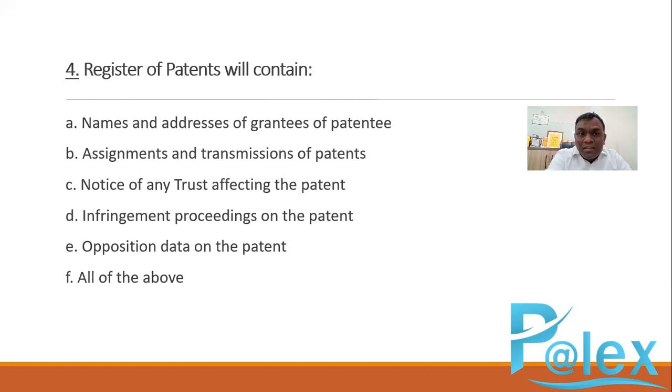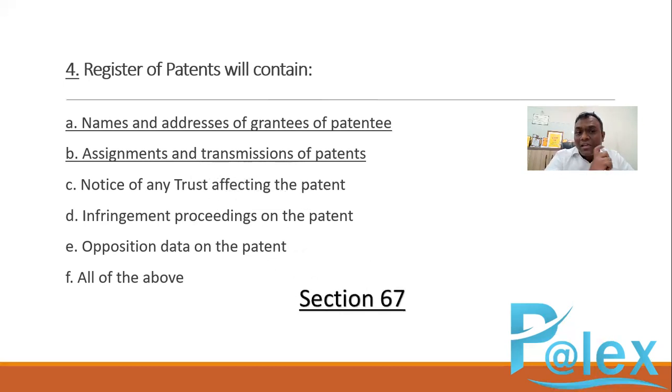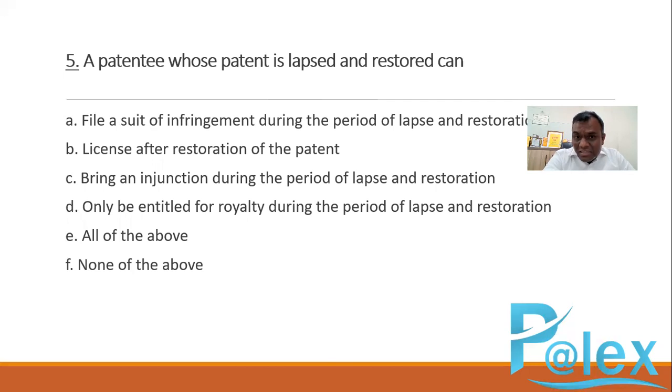Next, question 4. The Register of Patents will contain, what does it actually contain? Name and addresses of the grantees of patents, assignment and transmission of patents, notice of trust affecting the patent, infringement proceedings on the patent, opposition data on the patent, and all of the above. Now, the register of patents would contain name and address of grantees and assignment and transmission of patents. If you go through section 67, which is about the register of patents, these two things are covered in it.